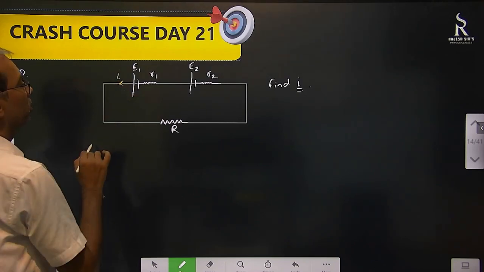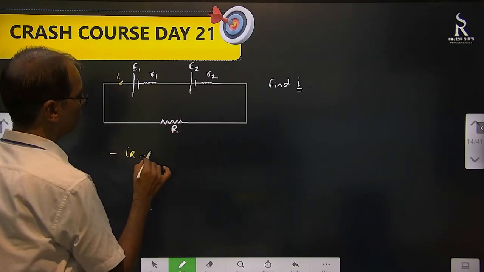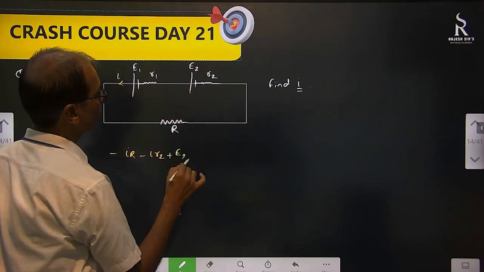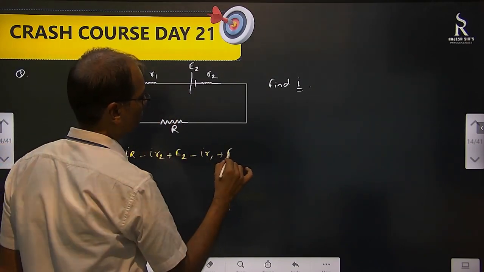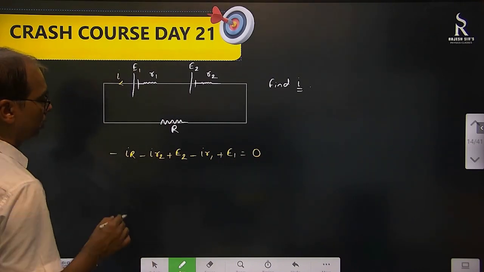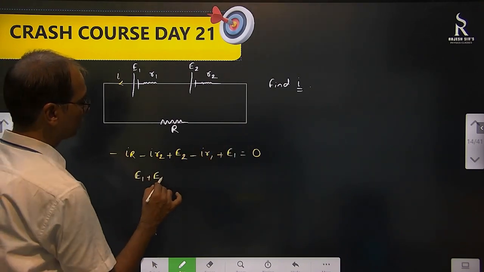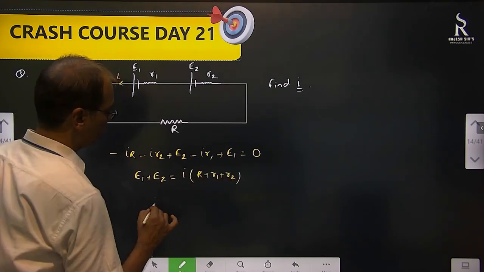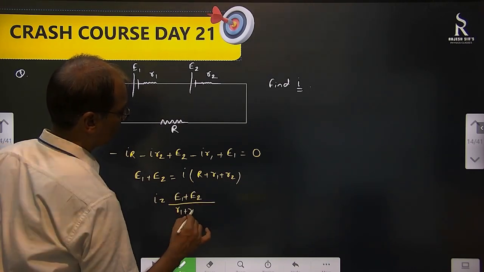I is the current. Let's move. First is minus IR, minus IR2. From here you are going from lower to higher, so plus E2. Again minus IR1, and again plus E1 equals 0. So the I terms we take to one side, and on the other side E1 and E2. Here is E1 plus E2 and here is I times R plus R1 plus R2. So the I value is E1 plus E2 by R1 plus R2 plus R.